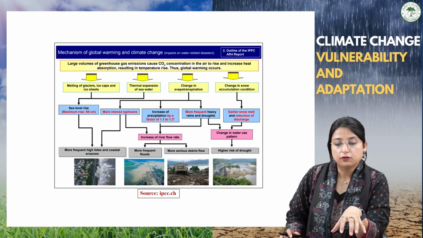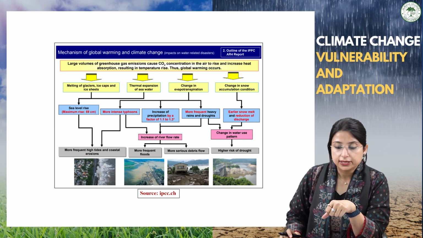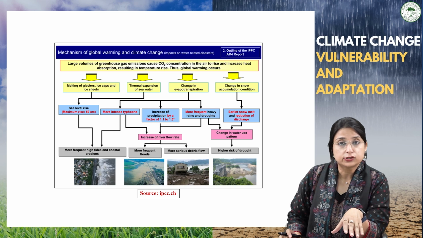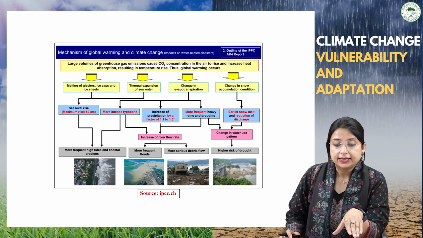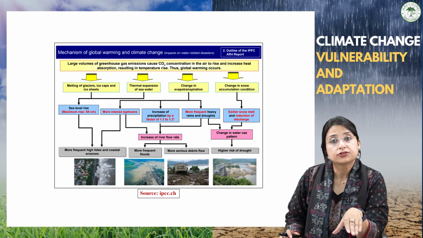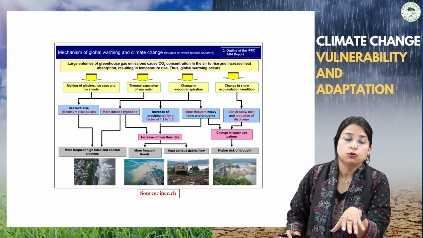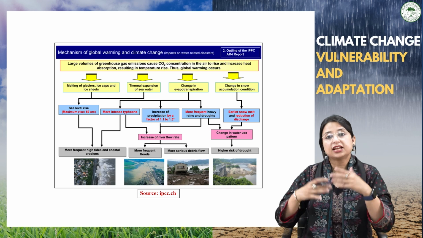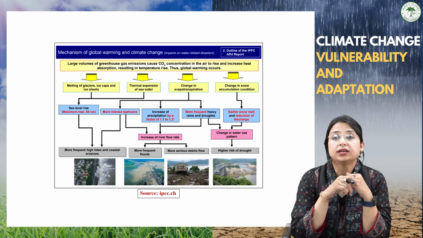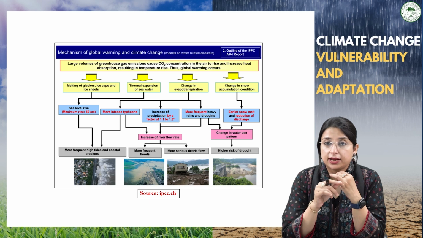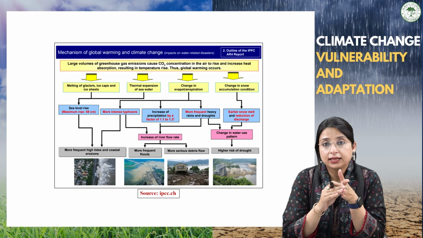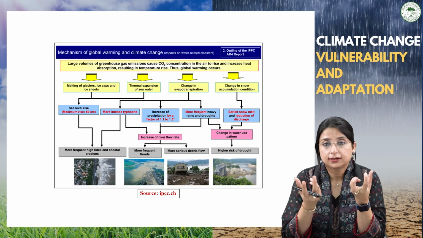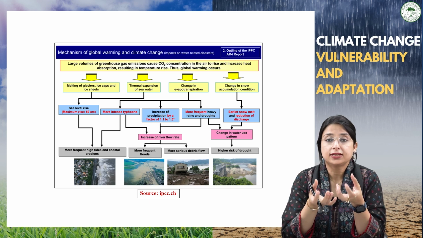So, this is the mechanism of global warming and climate change. So, large volumes of greenhouse gas emission, particularly we are talking about carbon dioxide concentration in the air, rise and increase the heat absorption, resulting in temperature rise, thus global warming occurs. Means a larger amount of greenhouse gases, and we know the greenhouse gases are mostly carbon dioxide, oxides of nitrogen, we can say methane and water vapor. So, these are the few important greenhouse gases.